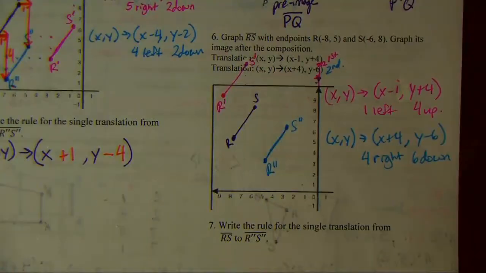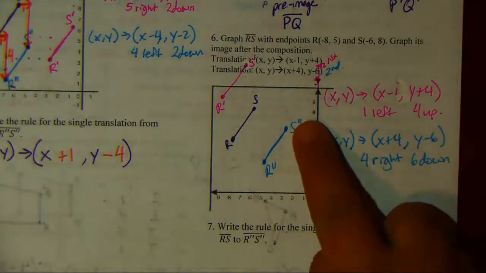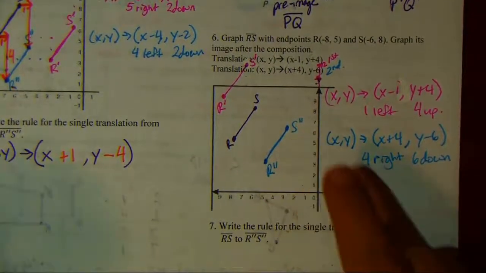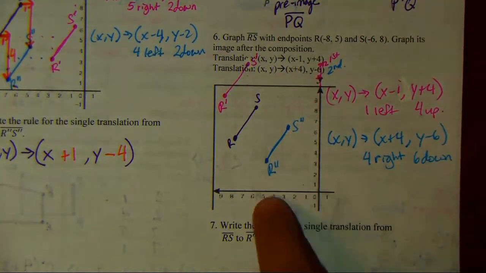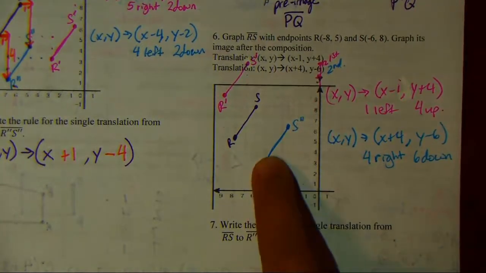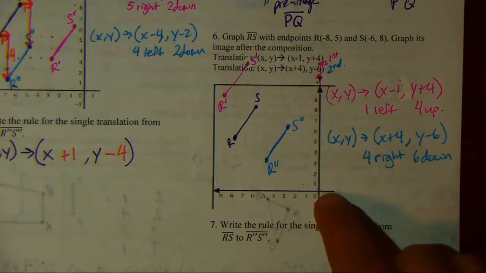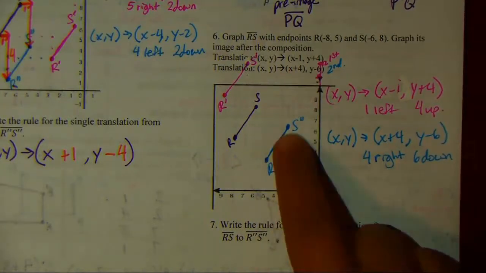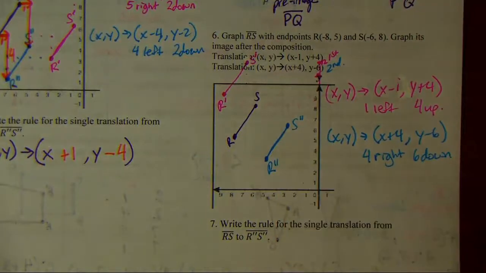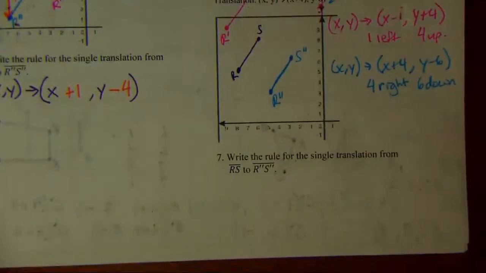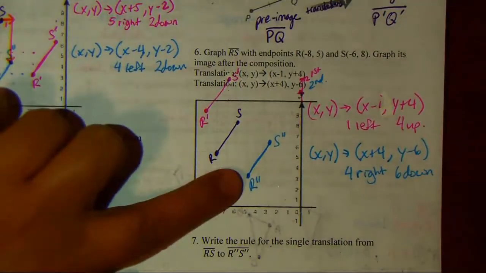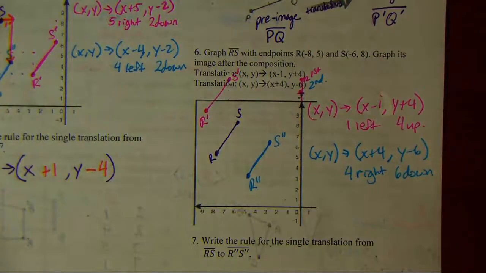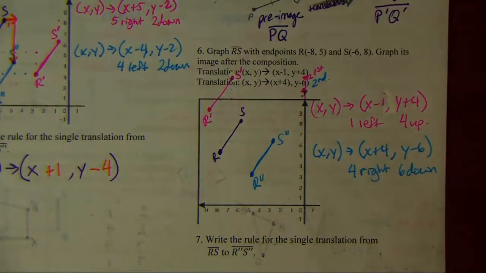Okay, so hopefully you got R double prime and S double prime in these positions here, and you answered the points correctly, where R double prime is at (-5, 3), and S double prime is at (-3, 7), okay? So go ahead and now work on number 7, where it's asking you to write the rule for the single translation from RS to R double prime, S double prime, okay? And I'm saying double prime, by the way.